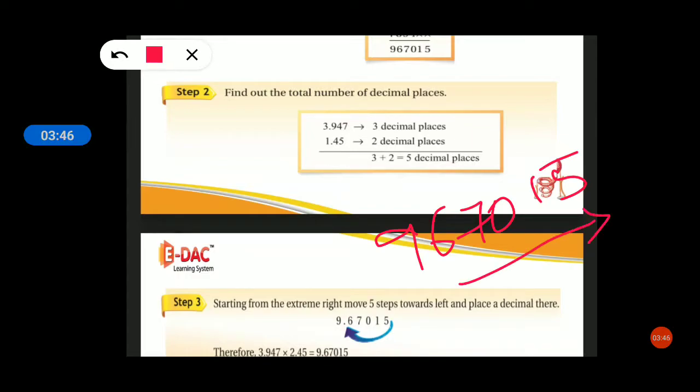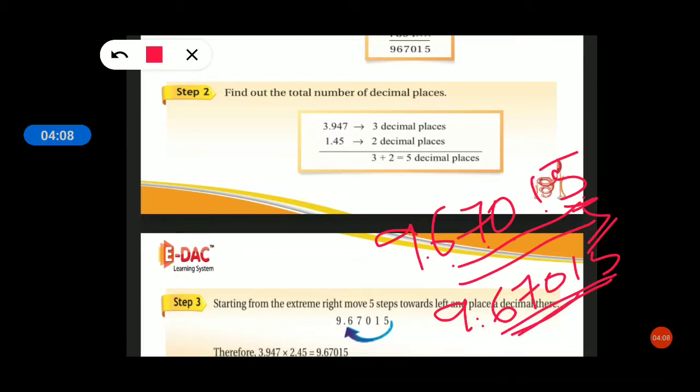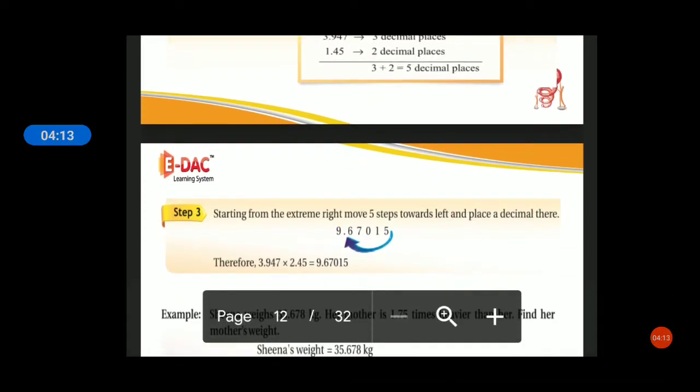Just move to the right, to the last digit of the number. The last digit is 5. So just count here 1, 2, 3, 4, 5. So after counting 5, you need to keep a point. Okay, so the answer is 9.67015. Understood, students? After the decimal point you need to have 5 digits, because in the multiplication also after decimal you have 3 digits and 2 digits, so totally 5 digits in the product also.